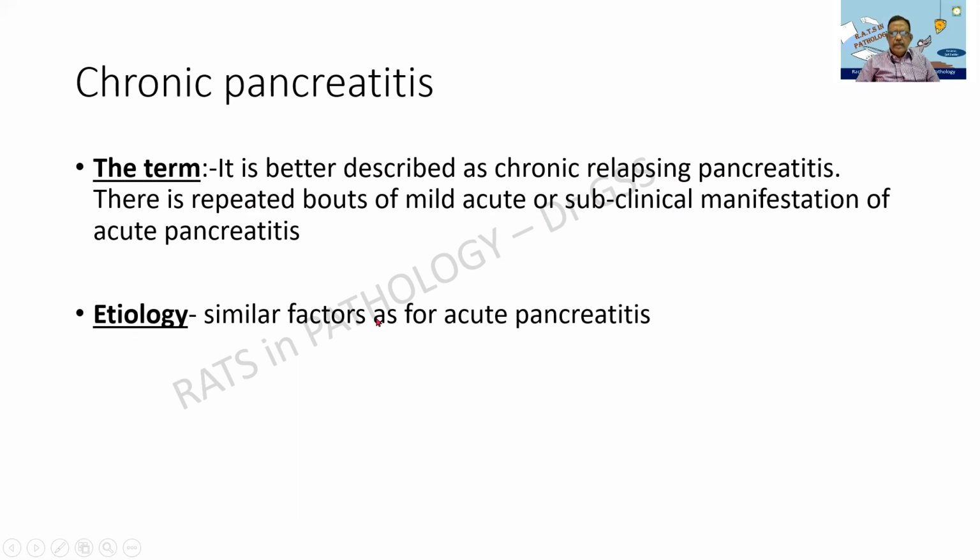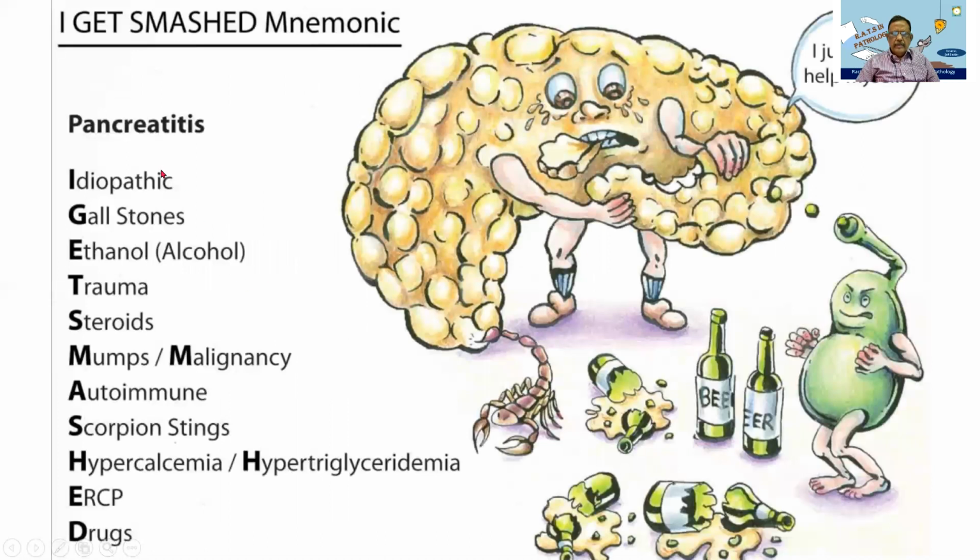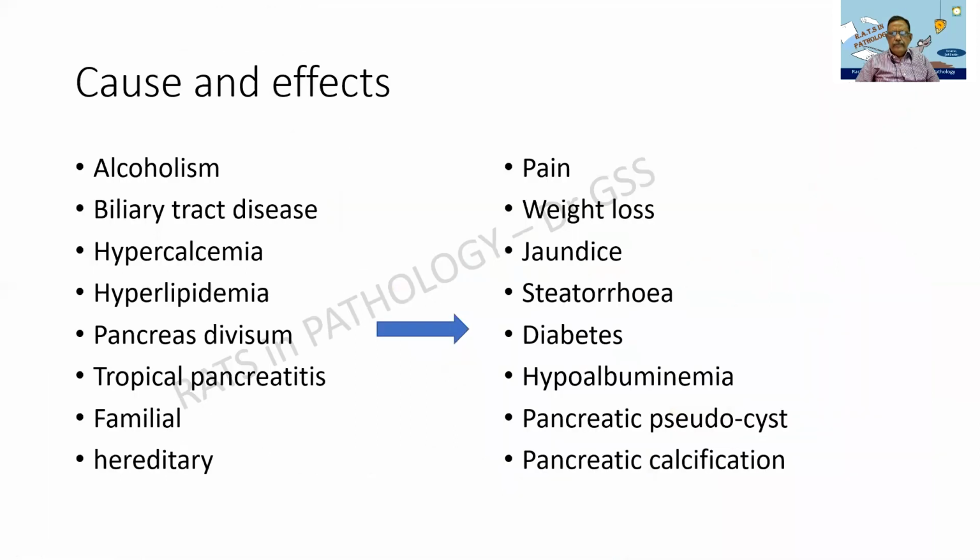The etiology is almost similar to the acute pancreatitis. So this is another one. I GET SMASHED is another mnemonic. You can remember any one of these. So this is the detail. Almost similar to the list that we had seen earlier. Idiopathic, gallstones, alcohol, trauma, steroids, viral such as mumps, malignancy, autoimmune, hypercalcemia, ERCP, and drugs. Along with that, very rarely scorpion stings. Please remember this, whichever is easier for you to memorize, you people can do.